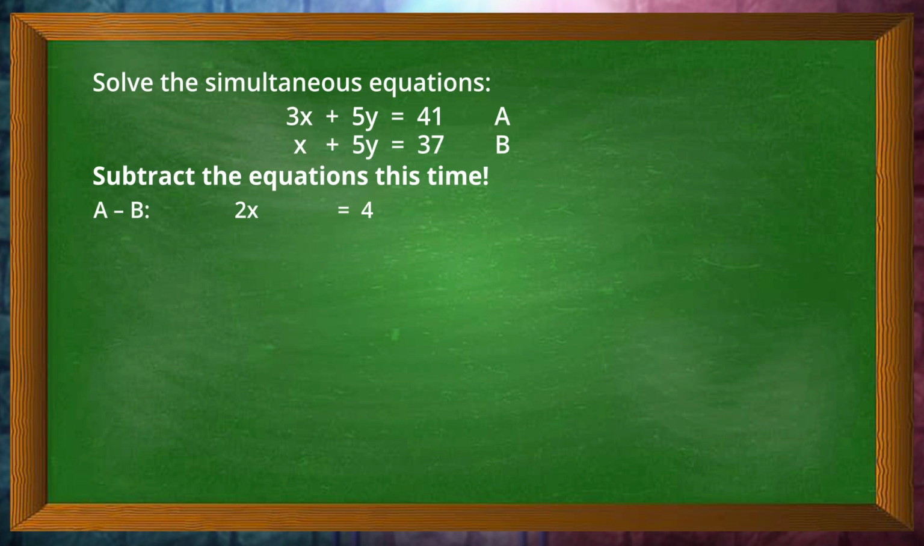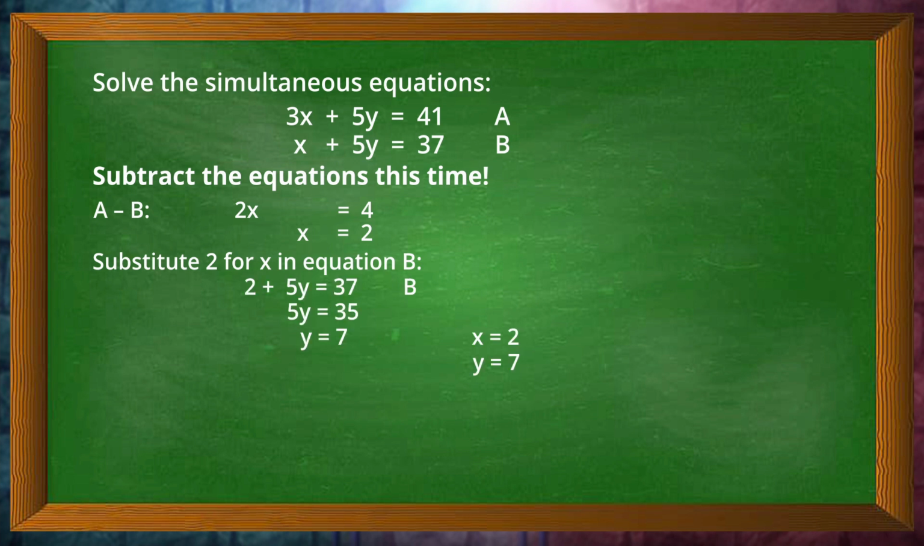3x minus x is 2x, and 5y minus 5y is 0. So the y terms have been eliminated. On the right side, 41 minus 37 leaves 4. Dividing both sides by 2 gives the value of x as 2. Substitute 2 for x in equation B to lead to the value of y as 7.